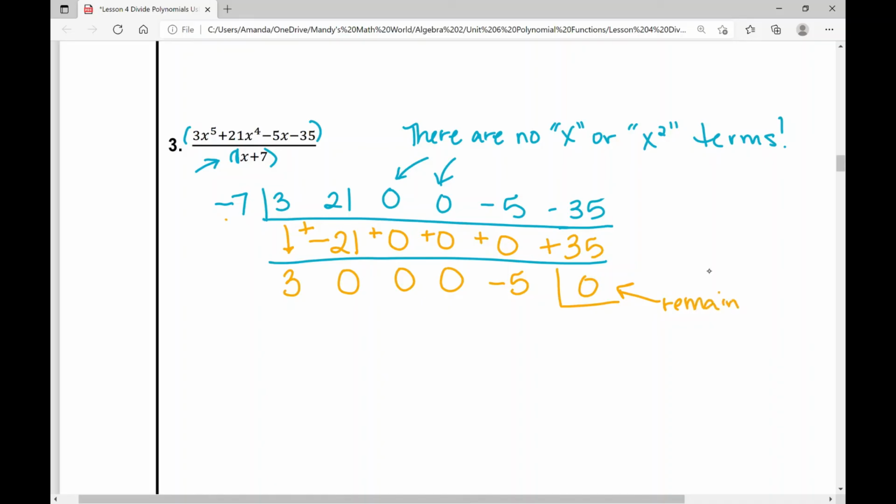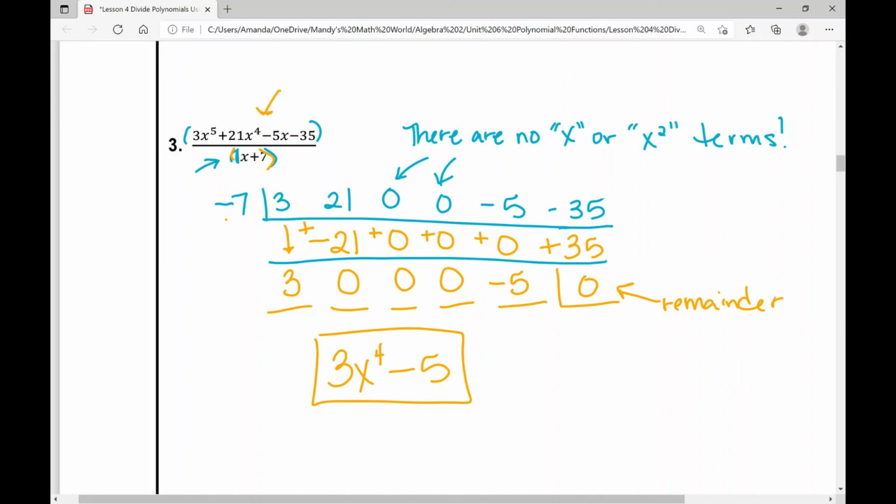So my solution in this case, there's my constant, x term, x squared, x cubed, x to the fourth. So 3x to the fourth minus 5 is my answer. How do you check your work? 3x to the fourth minus 5 times x plus 7 will give you this polynomial right here.